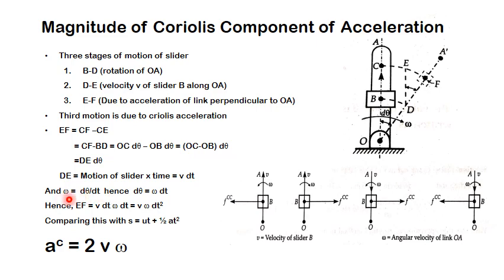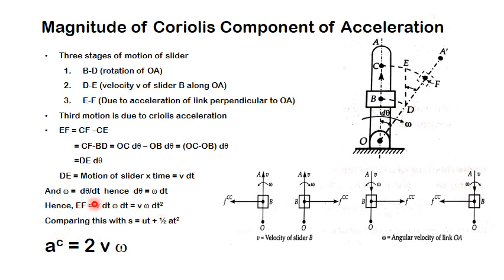That is, the angular velocity is given as rate of change in angle divided by the time taken, so d theta upon dt. Hence d theta is given as omega into dt. I am going to substitute this d theta and d in this equation, d into d theta. So I will get EF as d, which is v dt, and d theta, which is omega into dt. So I will end up with this equation, v omega into dt square.